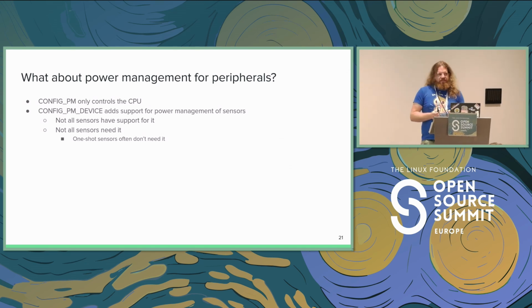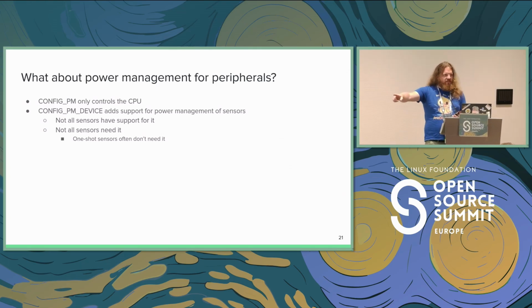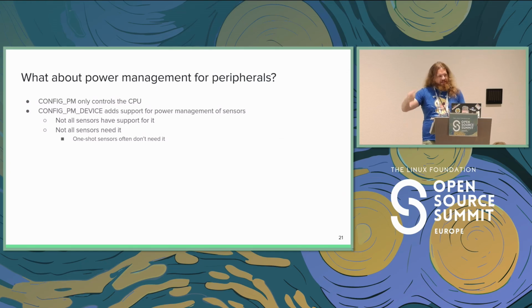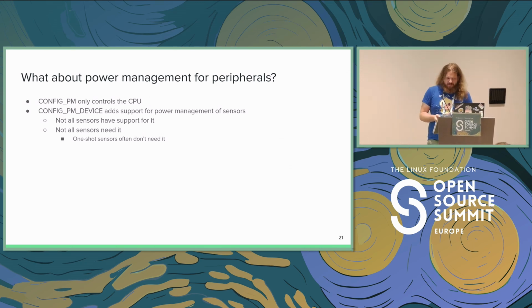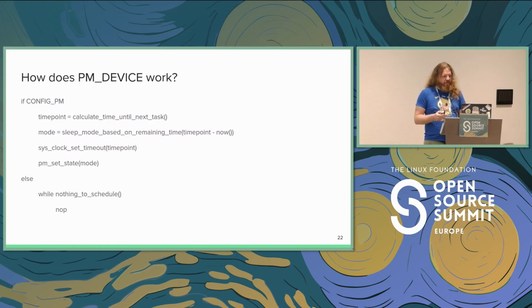That's also where Zephyr has some disadvantages. Not all sensors have support for it, but also not all sensors need it. There are some one-shot sensors that often don't need it because you just enable the sensor, do the measurement, disable the sensor, done. If you enable the sensor at the start of the measurement and then disable it afterwards, so every time you do a measurement the sensor gets enabled and disabled, you don't need power management to enable the sensor when the CPU wakes up and disable the sensor when the CPU goes down. So a lot of them don't need it.